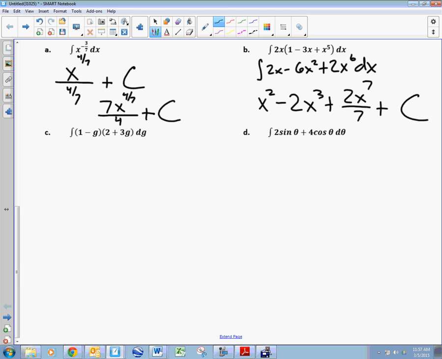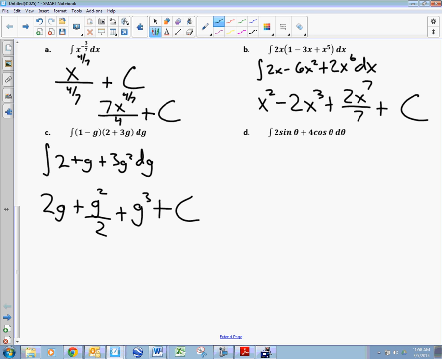How about for C? Pull it out. So I have the integral of 2. Negative 2g and positive 3g make plus g. Minus 3g squared dg. What's the antiderivative of 2? 2g plus g squared over 2 plus g to the 3rd plus c.